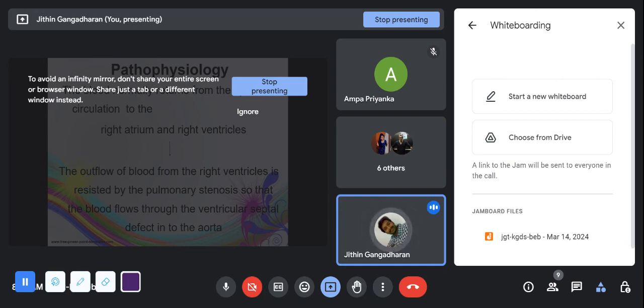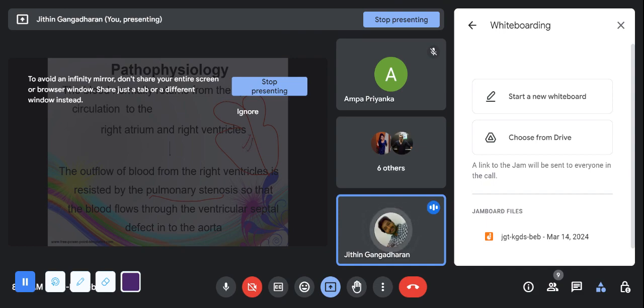Normally, blood flows from the right atrium to the right ventricle, then to the pulmonary arteries, and comes back to the heart through the pulmonary veins, right? So here what happens? Since there is a pulmonary stenosis in the right ventricle, it increases the right ventricular pressure, which again causes ventricular septal defect. Okay, see the heart.